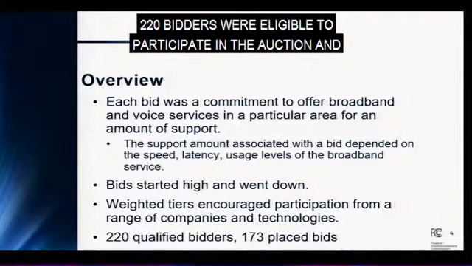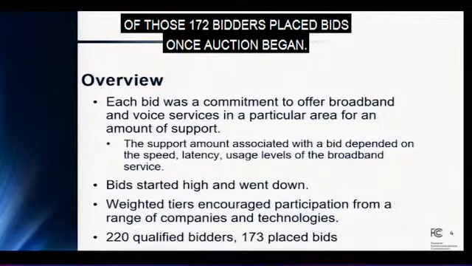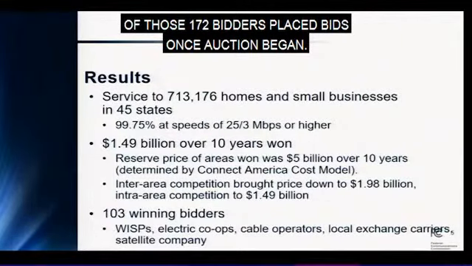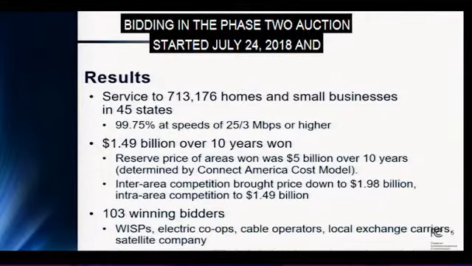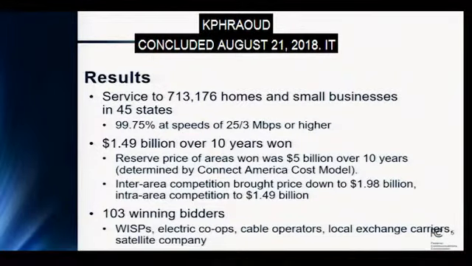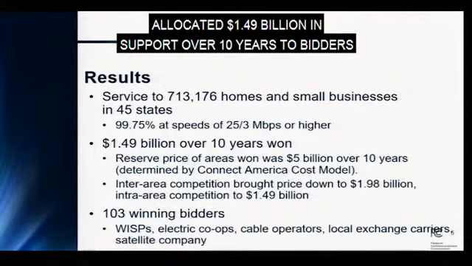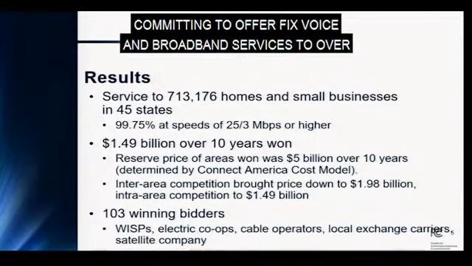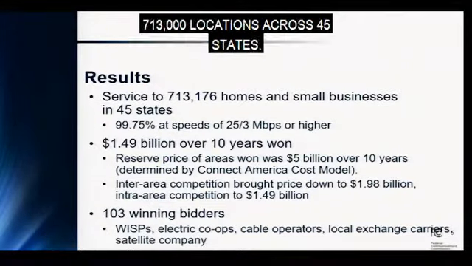220 bidders were eligible to participate in the auction, and of those, 173 bidders placed bids once the auction began. Bidding in the Phase 2 auction started on July 24, 2018, and concluded on August 21, 2018. The auction allocated $1.49 billion in support over 10 years to bidders committing to offer fixed voice and broadband services to over 713,000 locations across 45 states.